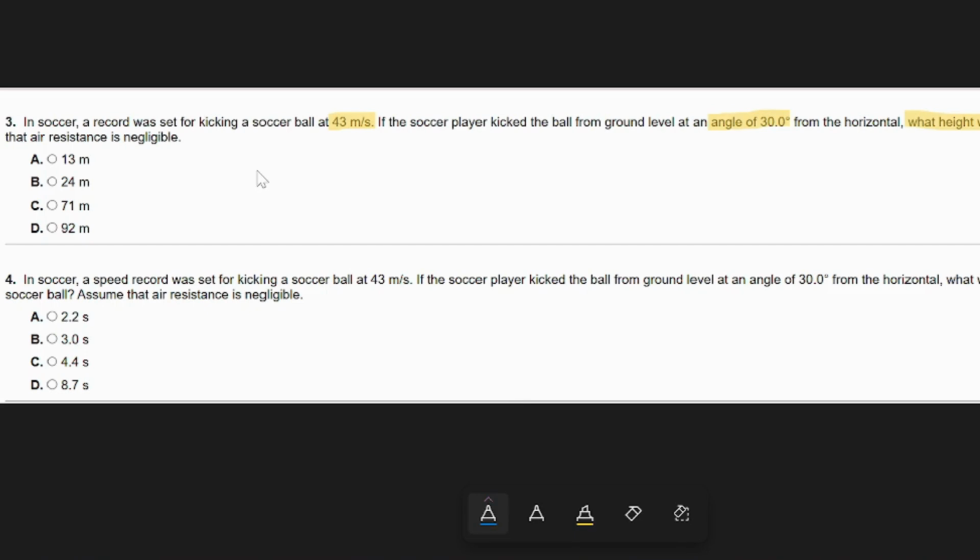Okay, let's get started. First, let's draw a quick and easy free body diagram. Over here, this is 30 degrees, and this is going to be Vi equals 43 meters per second from where it's being launched. Next, we're going to find the vector components of Vi, Vix and Viy.